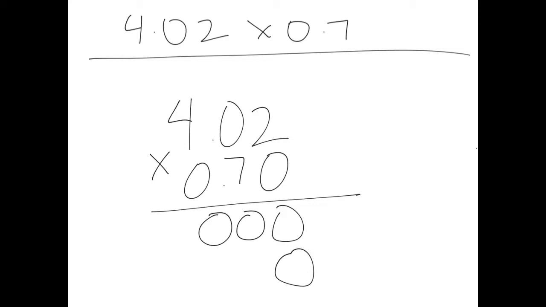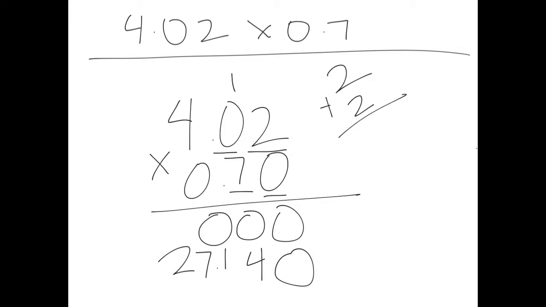7 times 2 is 14. 7 times 0 is 0 plus 1 is 1. 7 times 4 is 27. So your answer would be 27.14, but you have to count the decimal places. So you have 4 decimal places, so 2 plus 2 is 4. So you would count 1, 2, 3, 4. So your answer would be 2.714.